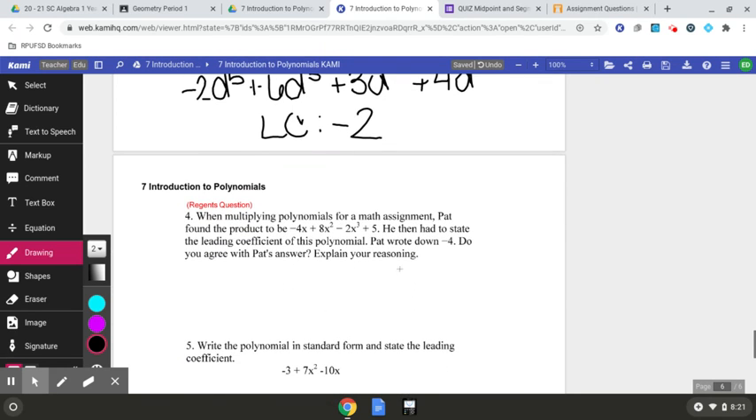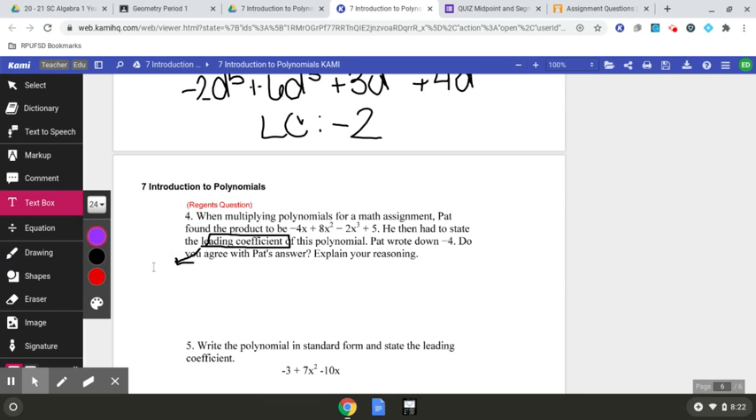Okay, choice 4 in the practice problem says when multiplying polynomials for a math test, Pat found the product to be negative 4x plus 8x squared minus 2x cubed plus 5. He then had to state the leading coefficient. Pat wrote down that it was negative 4, so he said it's this term here. Do you agree and explain? So can Pat determine if negative 4 is the leading coefficient without this being in standard form? The answer is no. When we look for the leading coefficient, right, we must be in standard form.